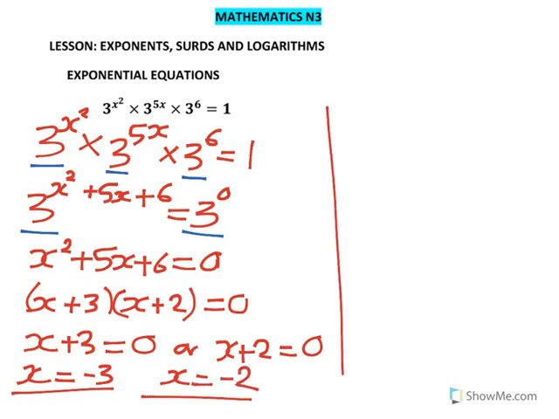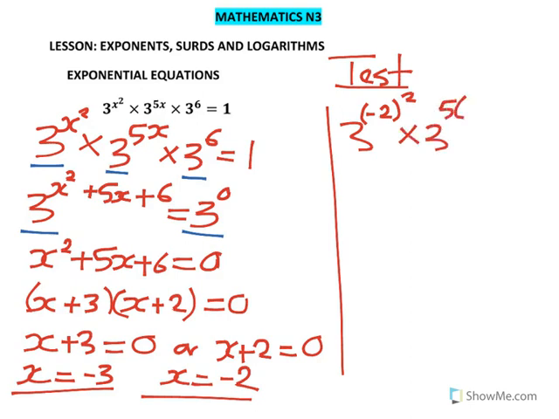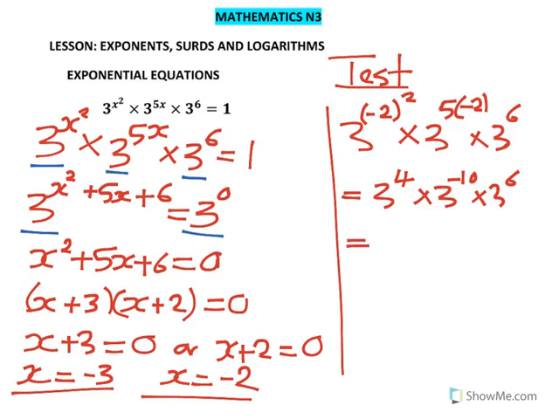Again, quickly on this one, remember, if you want to check whether your answers are correct, you can choose one now. Say negative 2: 3 to the power negative 2 squared, times 3 to the power 5 times negative 2, times 3 to the power 6. What are you getting? If you do that, here you are going to get 3 to the power 4 times 3 to the power minus 10 times 3 to the power 6, which is equal to, if you use a calculator, you'll find that you're going to get a 1. Then you can prove that.